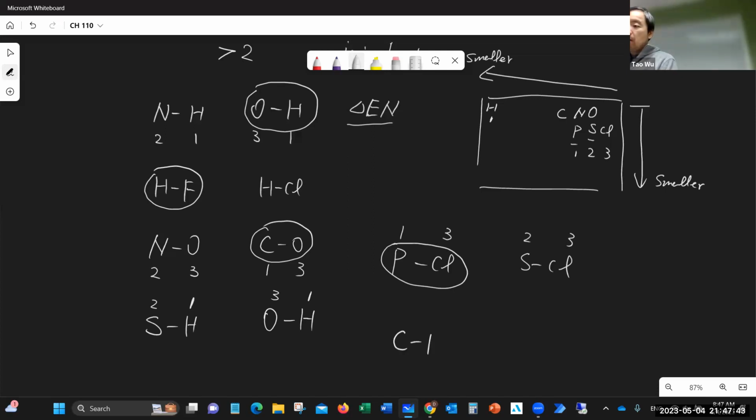The next one, carbon and hydrogen, nitrogen and hydrogen, is doing the same thing. Carbon and nitrogen: carbon is smaller than nitrogen. So you can count carbon is 1, nitrogen is 2. It really doesn't matter what the hydrogen is. So carbon is 1, nitrogen is 2. This is a fixed number. So which one gives you the bigger difference? Obviously this one gives you a bigger difference. That makes sense, right? Okay, so this is how you determine the polarity of the bonds.